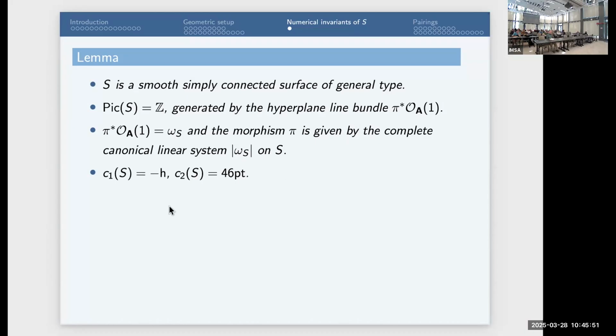You can do the check classes, you find that C1 is minus H, while C2 is 46. So that's just a calculation. And from that, you conclude the Hodge diamond candidates. So all the interesting stuff is in the dimension. H0 is 3, H11 is 38. That first adds up to 46.